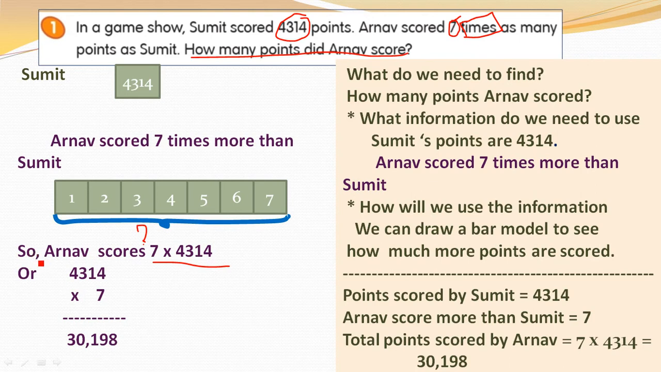Or we are going to place it into the column method, and this is ones, this is tens, this is hundreds, and this is thousands. And then we multiply. We know how to multiply 4 digits by 1 digit. 4 ones into 7 is 28. Carry over is 2. 1 one is 1, 7 ones are 7 plus 2 is 9. 7 threes are 21.